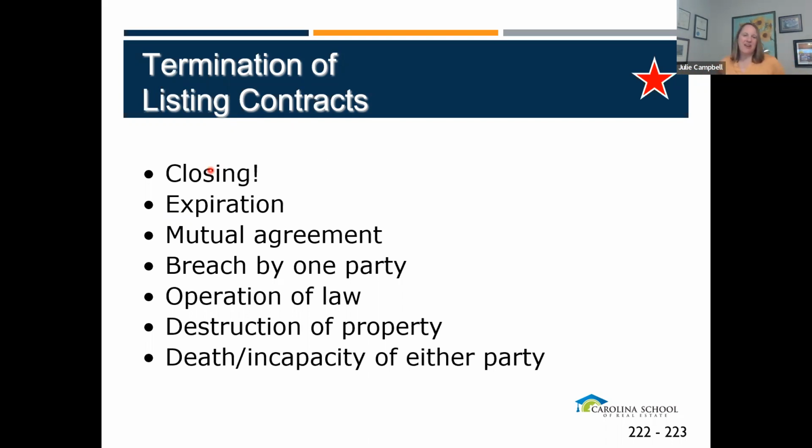If they expire without selling, that's termination by mutual agreement. Remember, you can't fire the seller because it's not your seller. Your broker in charge would have to fire the seller. If either party breaches, remember we looked at our listing agreement, both parties have duties and obligations to each other. And if either party doesn't fulfill their duty or obligation, then they are in breach.